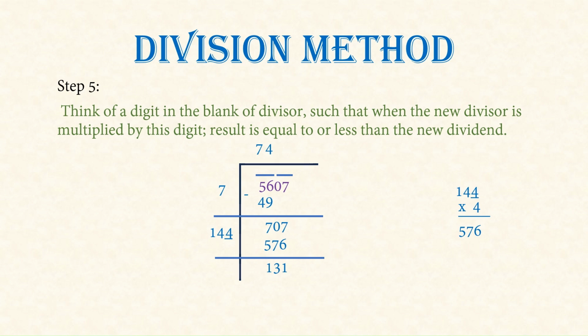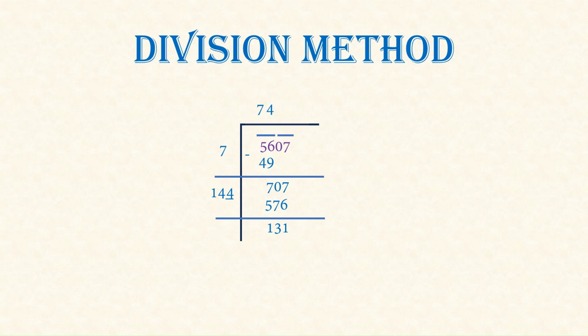Now again the new divisor has to be calculated by doubling the quotient. If we double the quotient, 74 into 2, that gives 148. After that, we should keep a blank. But this 148 is greater than the dividend 131. So we can't do this further. We have to stop here, which shows that as the remainder is not 0, the given number is not a perfect square.